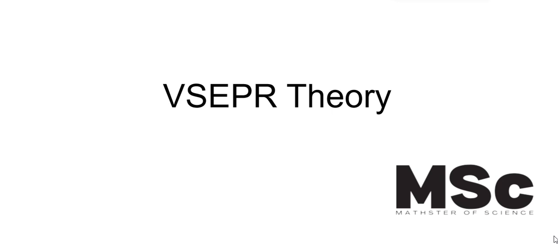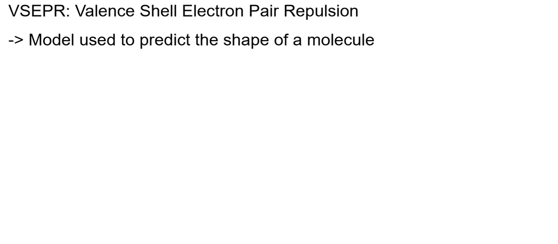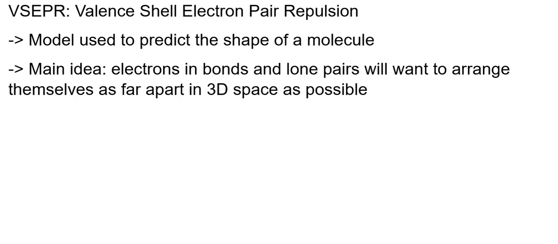In this video we're going to be looking at VSEPR theory. VSEPR is an acronym that stands for Valence Shell Electron Pair Repulsion. And this is a model that's used to predict the shape of molecules. The main idea here is that electrons in bonds and in lone pairs will want to arrange themselves as far apart in three-dimensional space as possible. So it's the pairs of electrons that repel. And specifically, it's the electrons in those valence orbitals or valence shells, thus the name valence shell electron pair repulsion.